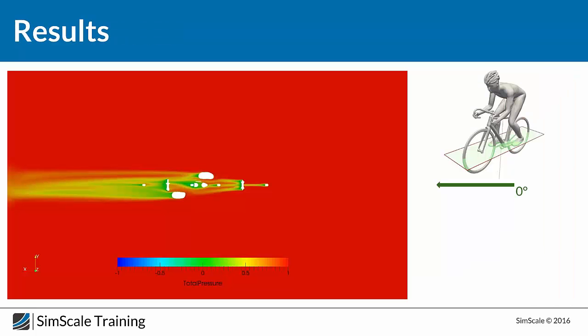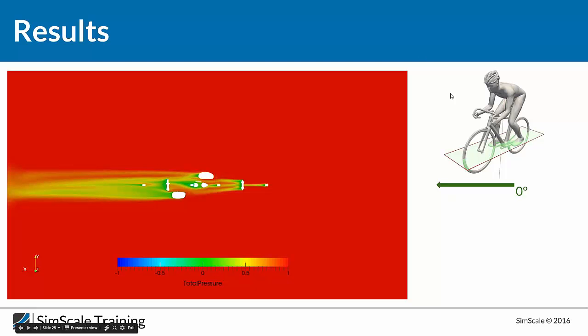So now let's jump to the results. And as we have already mentioned, we have three simulations or three geometries with three conditions of riding. So with 0 yaw angle, with 15 and with 20. And let's start with the 0 yaw angle with different geometries.